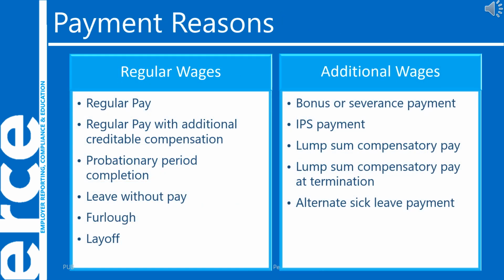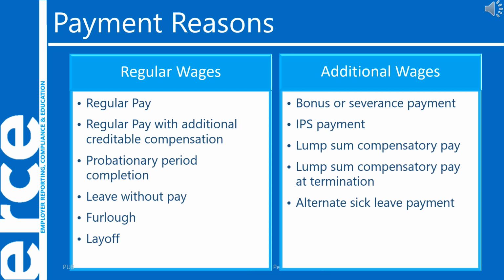KPPA requires the employer to identify the type of credible compensation they report on the employee in the payment reason field. Regular wage payment reasons are all just a variation of the employee's regular paycheck. So for instance, if the employee works overtime, then use the payment reason of regular pay with additional credible compensation. Leave without pay should be used for every month the employee is receiving less than normal amount of wages, including months with $0.